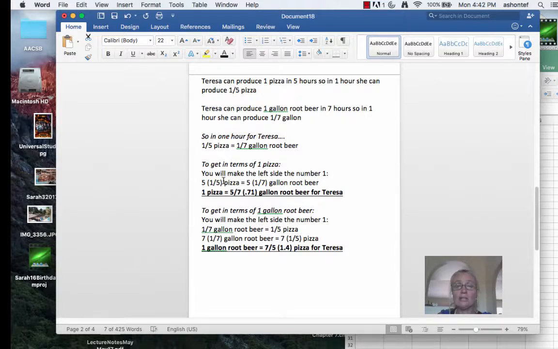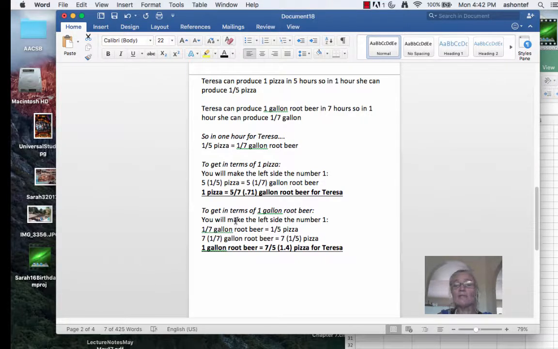So again, mathematically, whatever you do to this side, you better do to that side. So this becomes 5/7. If you divide that out, it's 0.71 gallon of root beer for Teresa. So this tells you for every pizza that Teresa's making, she's giving up 0.71 gallon of root beer.